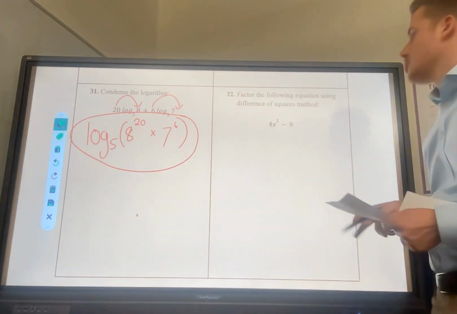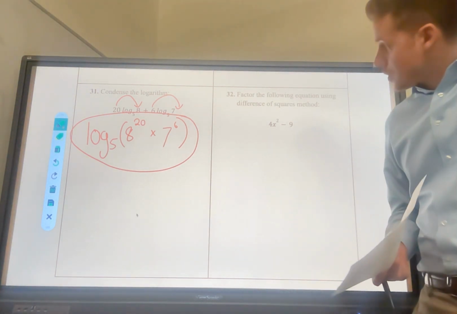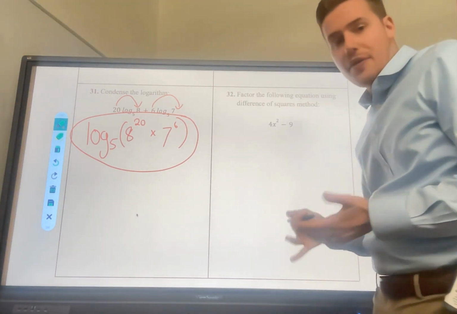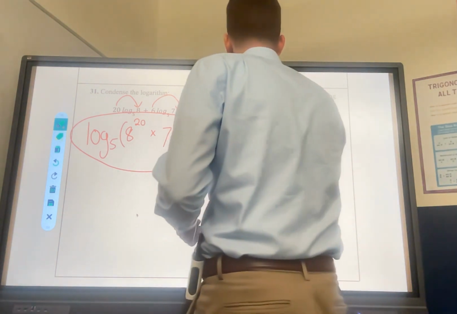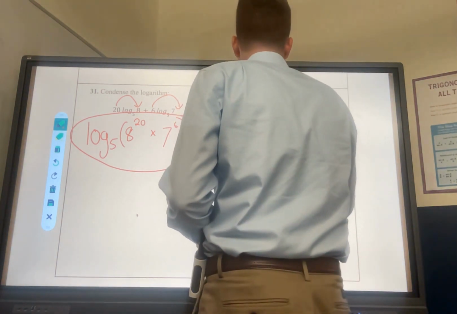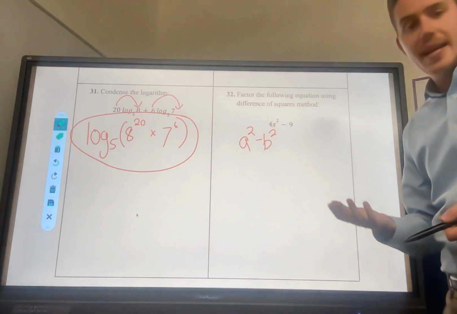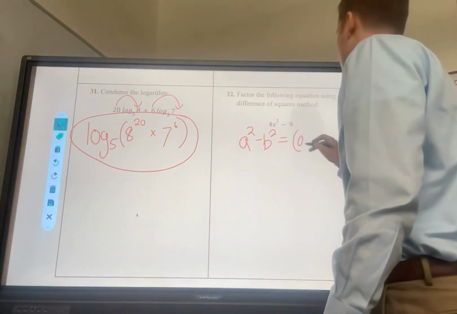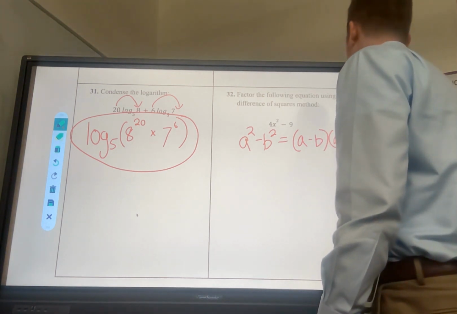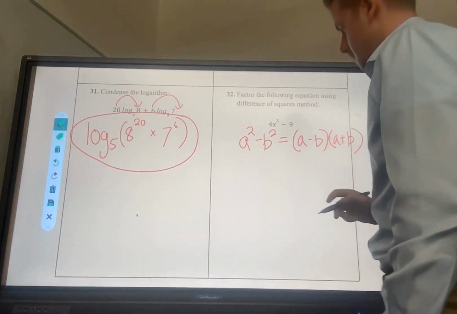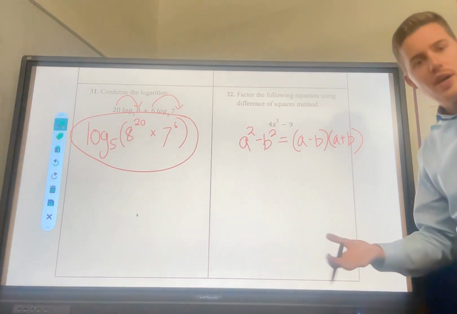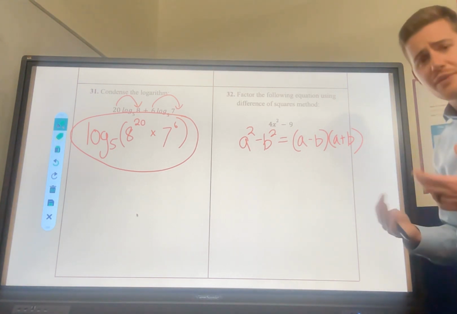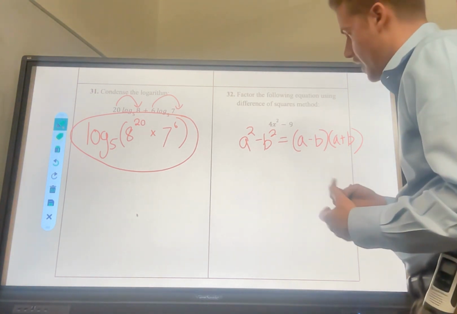Let's move on to 32. It says factor the following equation using the difference of squares method. All right, so switching gears a little bit, the difference of squares method, what does it say? Well, it says, given a function written in the form a squared minus b squared, this can be rewritten as a minus b times a plus b. Okay, so in plain English, what does that mean? Well, that means if I've got 2 terms and I can take the square root of both of them, I can rewrite it in a really simple way.